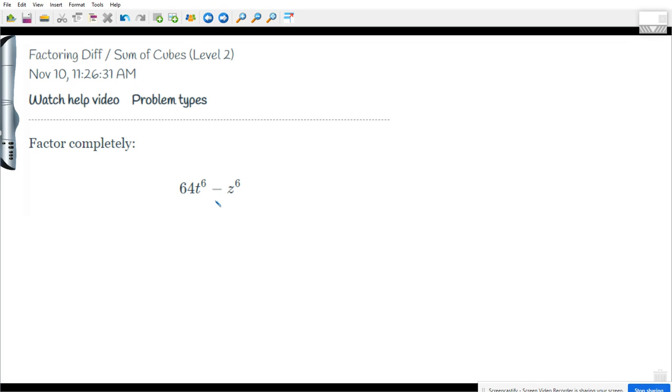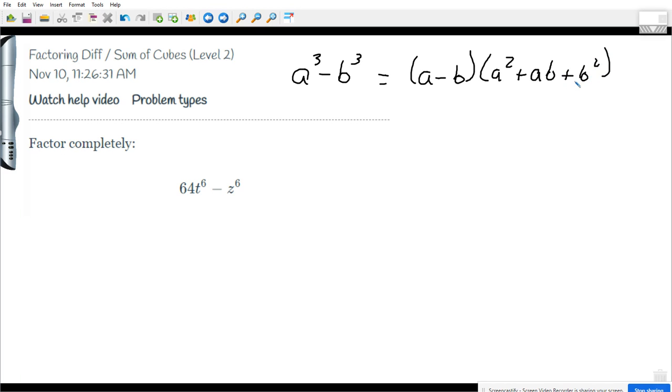Now this is subtraction, and there's a couple of things. I'm going to go ahead and write the formula for subtraction up here. I'm not going to spell it out, but if I have a cubed minus b cubed, and that's the given problem, that's going to factor to a minus b, and then that will be a squared plus a times b plus b squared. This is always a positive because I'm squaring it. And when you square a negative, it still becomes a positive.